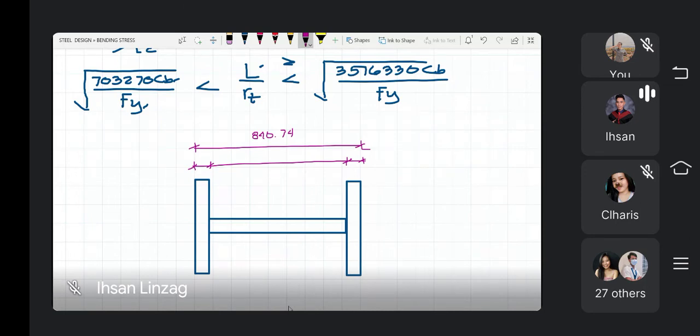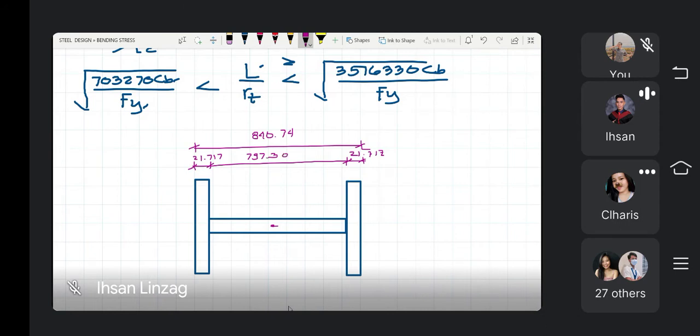So, ang ating thickness of flange is 21.717. Then this is 21.717. So what is the height or the length of the web, the depth of the web? Kaya nyong isolve? 840.74 minus the twice of the thickness of the flange. So what is the depth of our web? 797.3. Kunyari ito yung gitna. 797.306.